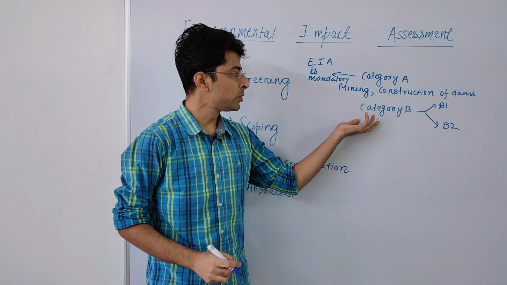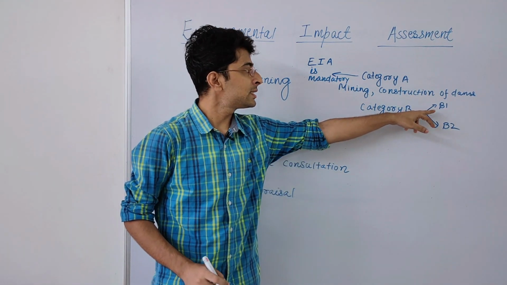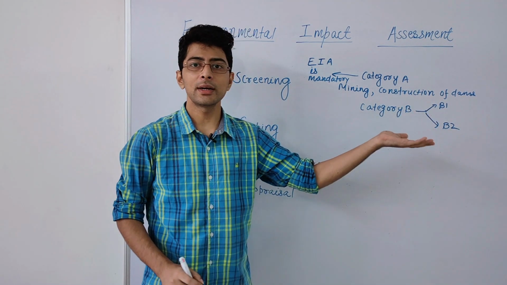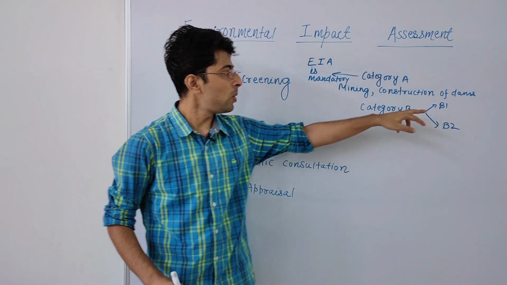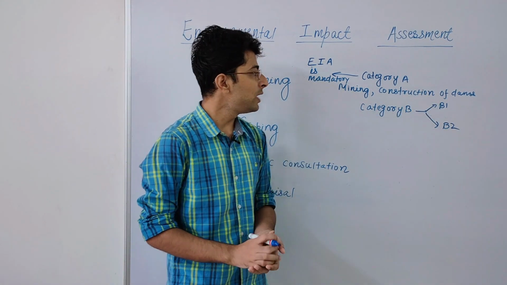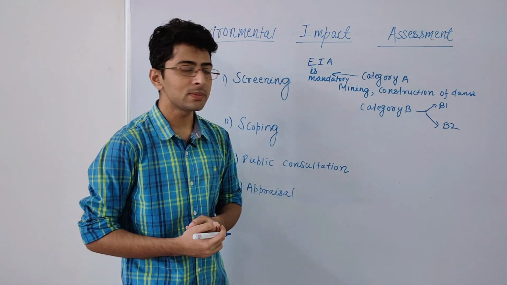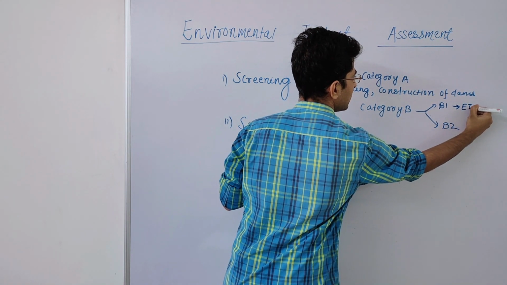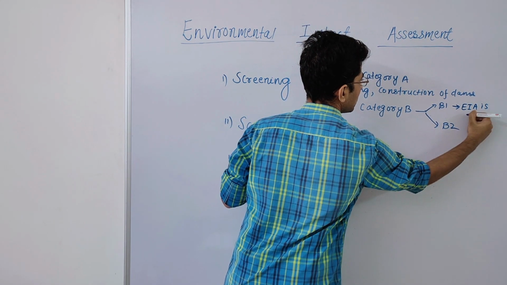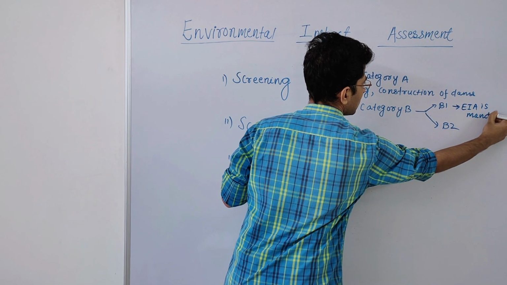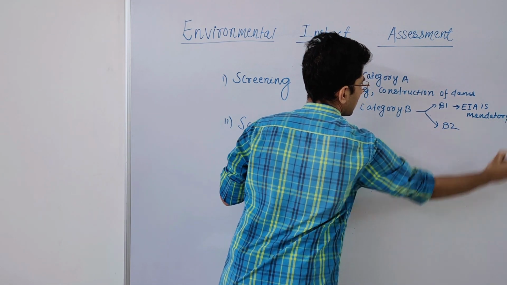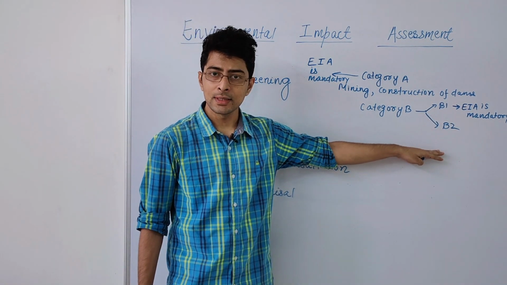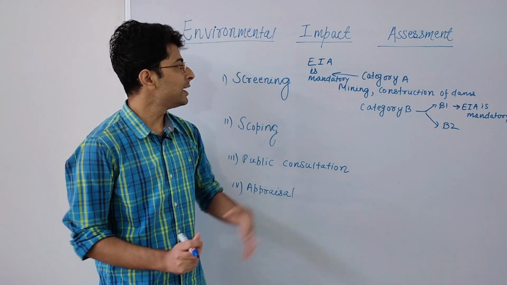Now in category B projects, all the projects that fall under category B1, again these classifications are based on the nature and extent of impact. So all the projects that will come under B1 will have to undergo environmental impact assessment, and EIA is mandatory. And for the projects which fall in category B2, EIA is not mandatory.